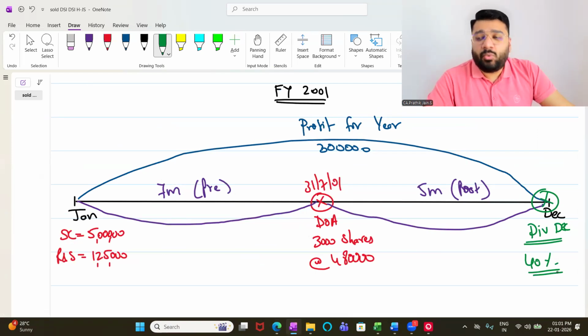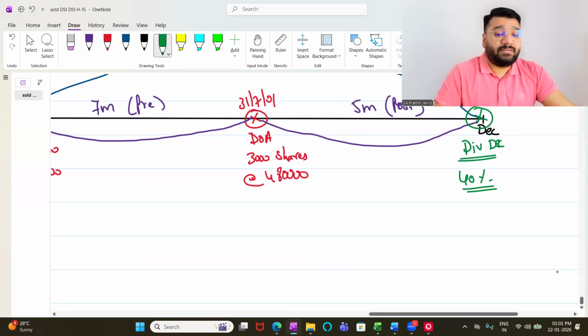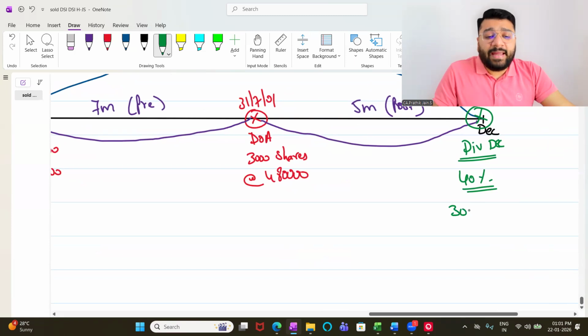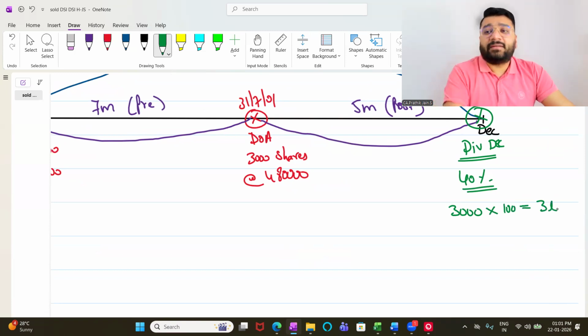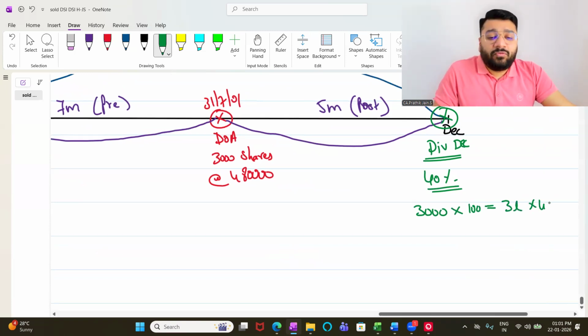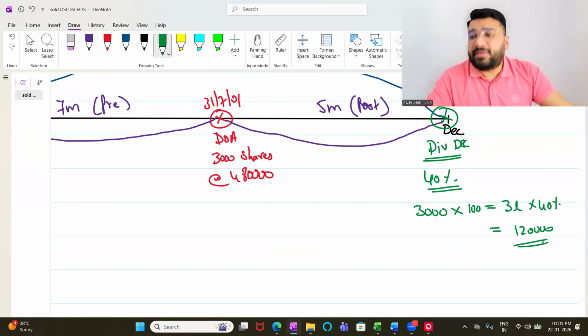My simple question is, what is the dividend that H Limited will receive? Number of shares held by H Limited is 3,000. What is the paid up value per share? 100. So 3 lakh into 40%, how much is it? 1,20,000 total dividend received.